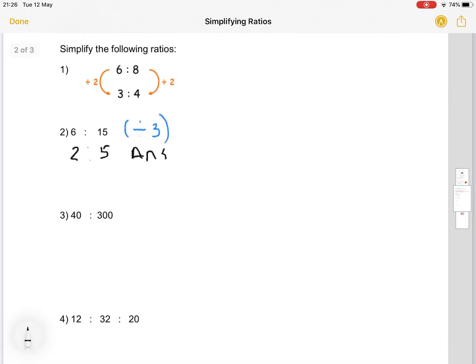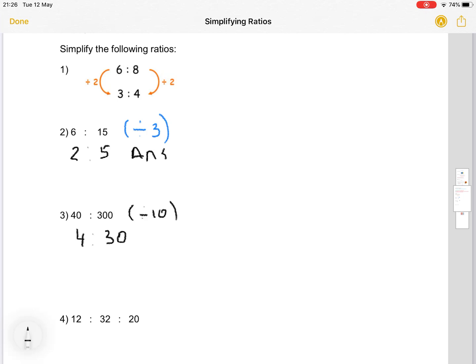Now, 40:300. Okay, I can divide both parts by 10. When I divide both parts by 10, I end up with 40 divided by 10 is 4, and 300 divided by 10 is 30.